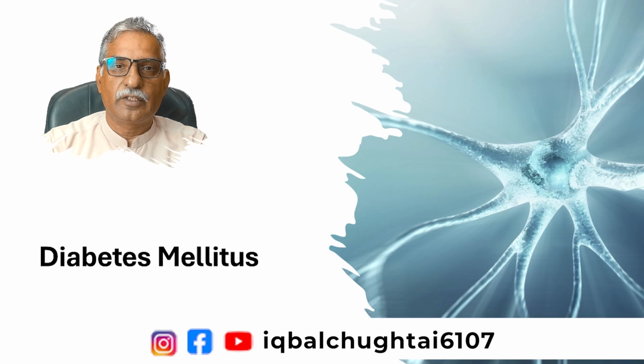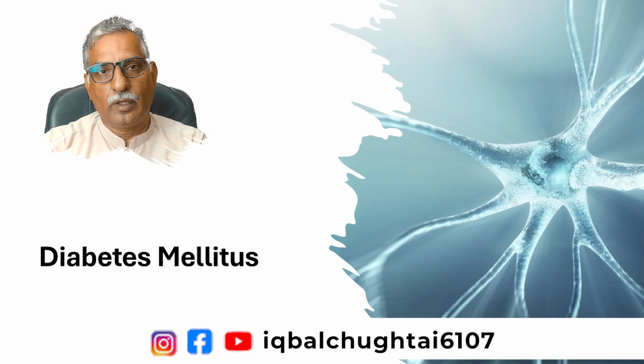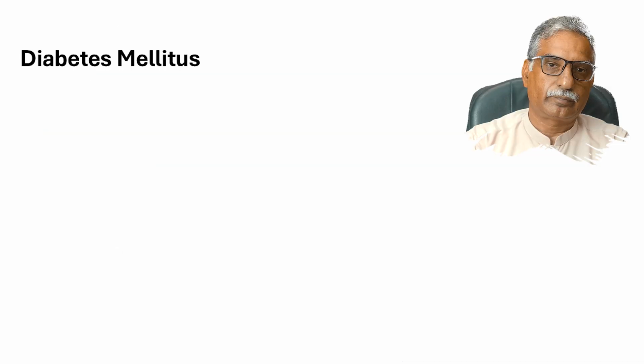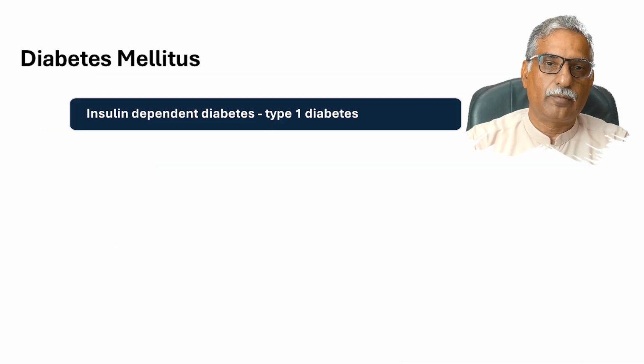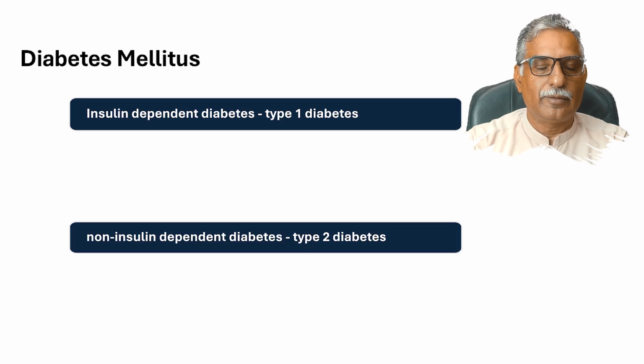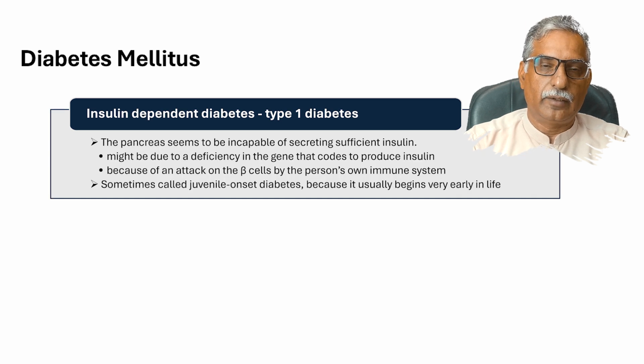So this could be caused by various reasons. First of all, before going to discuss various reasons, we must discuss the two types of diabetes mellitus. One type is known as type 1 diabetes or insulin dependent diabetes. And the second type is type 2 diabetes or insulin independent diabetes. In case of type 1 diabetes, also known as insulin dependent diabetes, as the name suggests, it is due to lack of insulin in the blood.